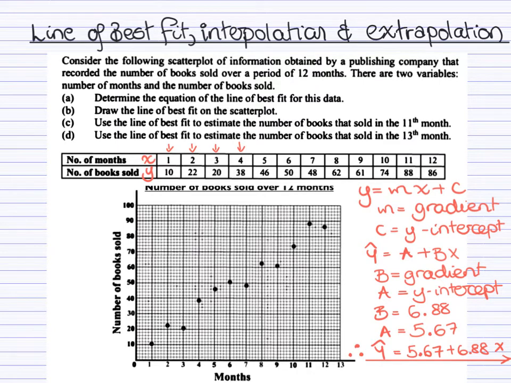Now, you will need to draw the line of best fit on the scatter plot. We can use our y-intercept, which would be (0; 5,67). I've indicated the point on my scatter plot and I've marked the coordinates. I would then now use my mean point.